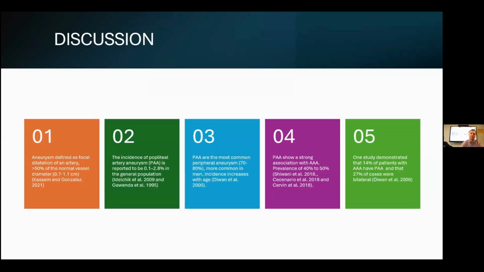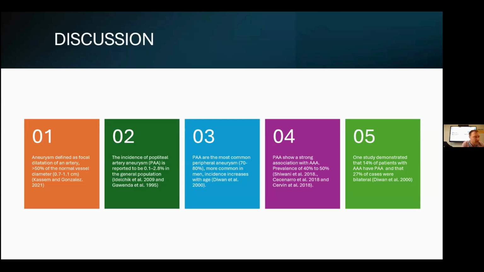So when we're looking at these vessels, an aneurysm is defined as a focal dilatation which is 1.5 times the normal vessel diameter. So for a popliteal aneurysm, the normal diameter ranges between 0.7 and 1.1 centimeters. The incidence of popliteal artery aneurysms was quite a broad range here, 0.1 to 2.8% in the general population. The most common form of peripheral aneurysm, more common in men, and the incidence increases with age, as you'd expect.